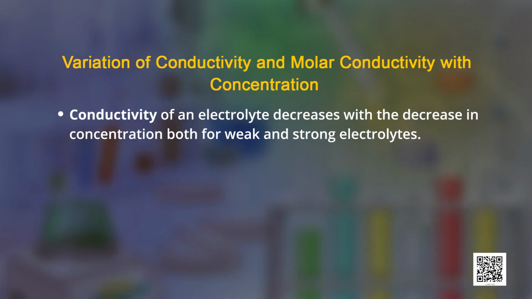Both specific conductance or conductivity and molar conductivity change with concentration of the electrolyte. From the expressions discussed, we realize that conductivity of an electrolyte decreases with the decrease in concentration, both for weak and strong electrolytes. This is due to the fact that the number of ions per unit volume that carry the current in a solution decreases on dilution, whereas molar conductivity increases with decrease in concentration. Conductivity depends on the number of ions and the mobility of these ions.